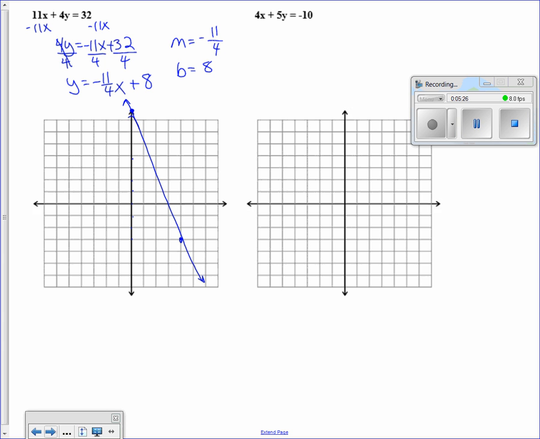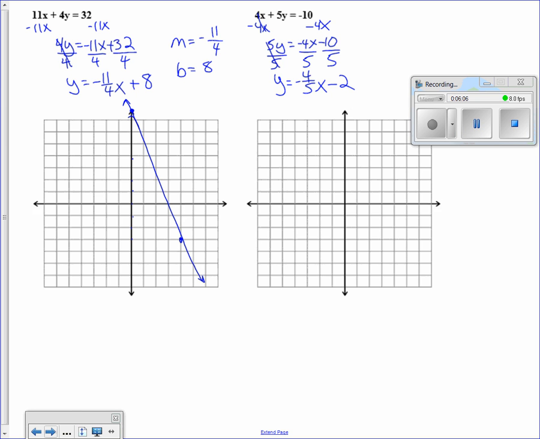Next one, 4x plus 5y. First thing, subtract 4x from both sides to get it to the other side of the equal sign. The opposite operation. Cancels, so we're left with 5y equals negative 4x minus 10. If you haven't noticed, I'm always putting the x term before the regular number term on the right side because it has to be in the y equals mx plus b form. Now we'll divide everything by 5. We get negative 4/5 x minus 2.